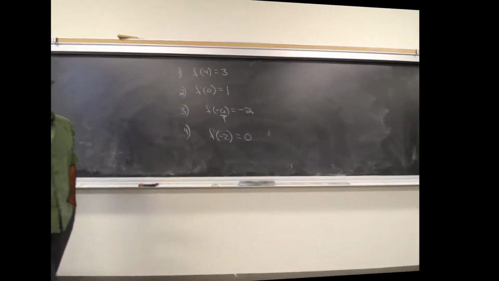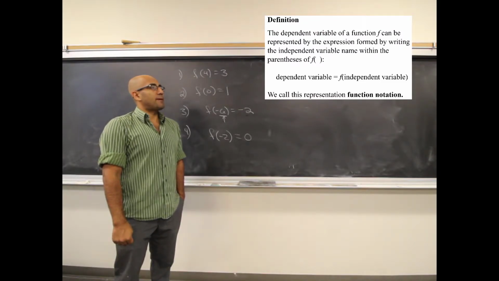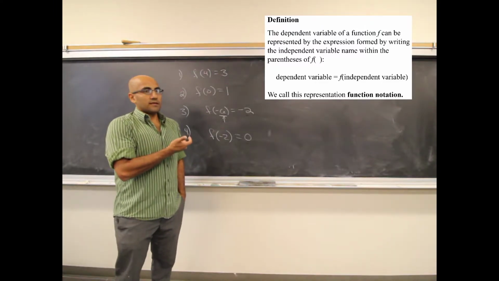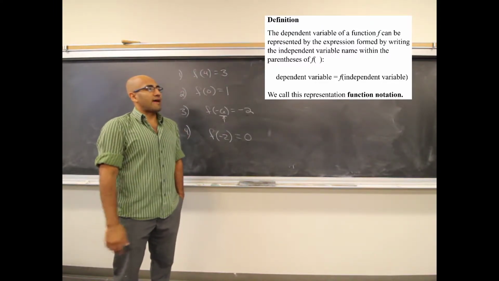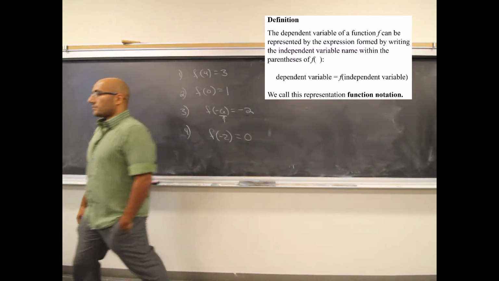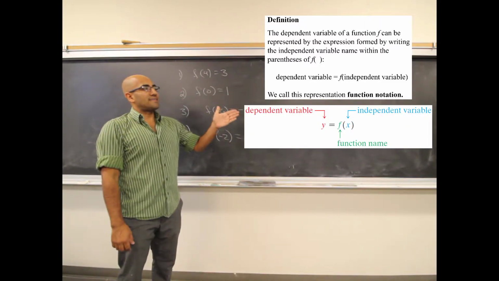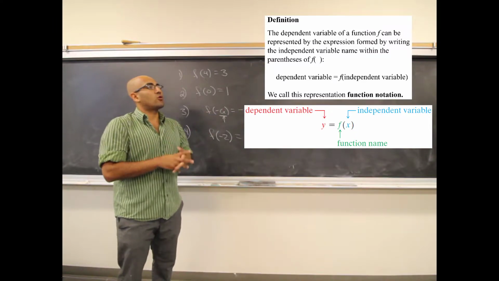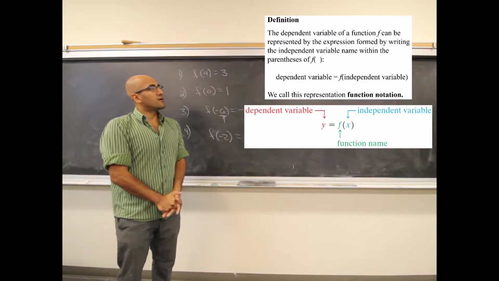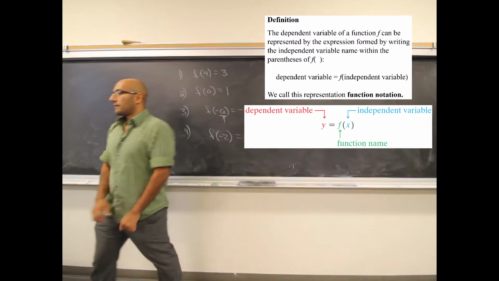No? So the dependent variable of the function f can be represented by the expression formed by writing the independent variable name within the parentheses. So the dependent variable is the result of, or is equal to, f of the independent variable, and this is what we call function notation. So, the definition for it. This is a nice explanation of it again. The y is the dependent variable, and we're setting it equal to the function name, traditionally f, but it could be any letter, and then in parentheses, the independent variable, traditionally x.